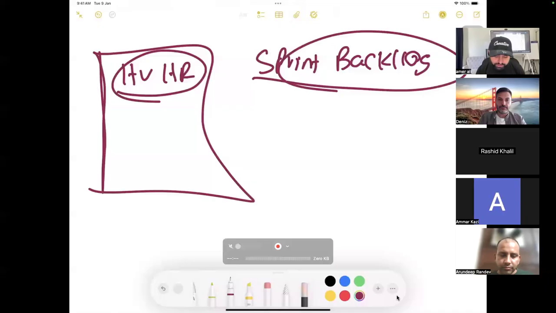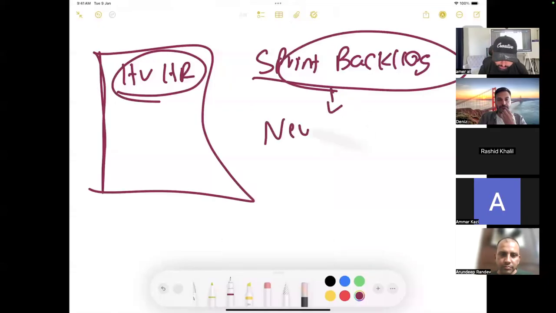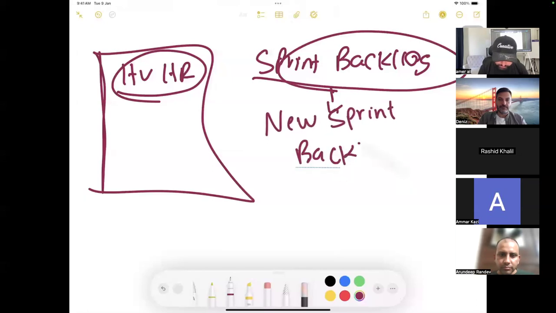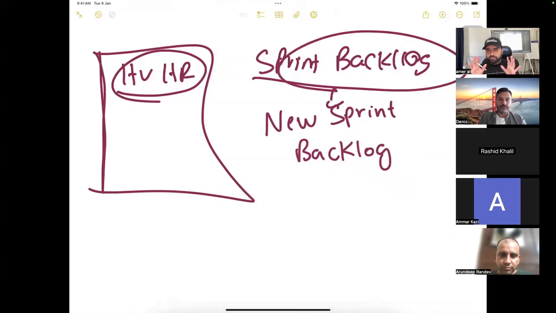Sprint 1 will have its own sprint backlog. Sprint 2 will have its own sprint backlog. Sprint 3, Sprint 4, Sprint 5, and so on. Anyone who is confused, feel free to ask me. The sprint backlog will be built on the estimation of how much work a team can do in one sprint, which is of course called the velocity of the sprint. So every sprint will have a new sprint backlog.